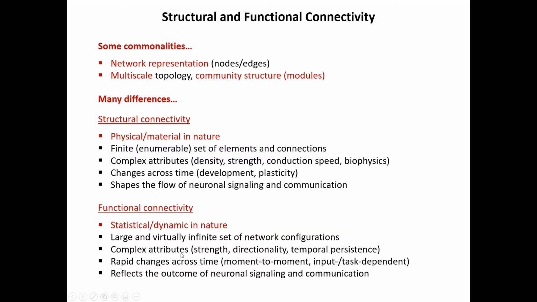And of course, it also has complex attributes. Each edge in a functional network has strength associated with it, directionality sometimes if we have sophisticated measures, and it may persist or it may disappear. There are rapid changes across time, moment to moment, hundreds of milliseconds in EEG and MEG, seconds at the MR level, and functional connections are highly input and task dependent in ways that structural connections are not.